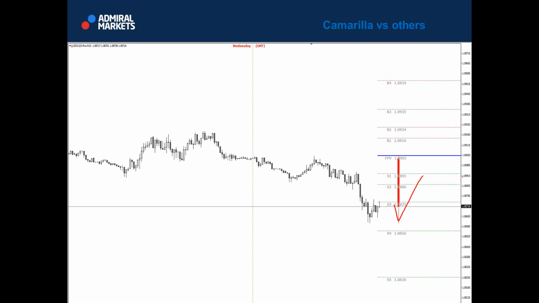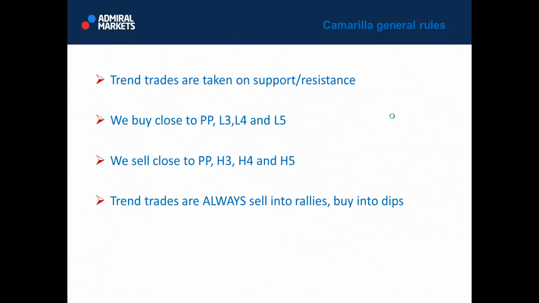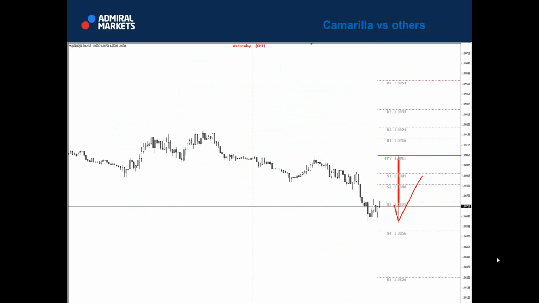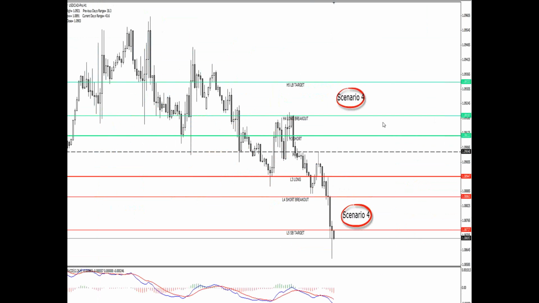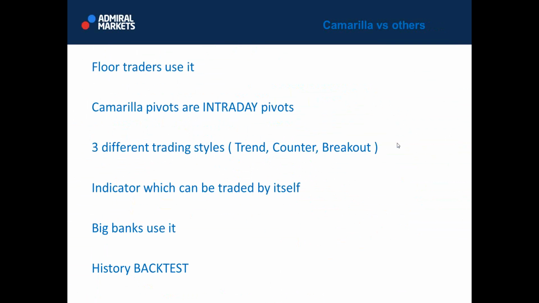So don't get me wrong again. This is Camarilla, and these are most of other pivot point tools. This can be good in some methods which are basing their trades on support resistance zones. This is general. Camarilla is the method in itself. Okay?